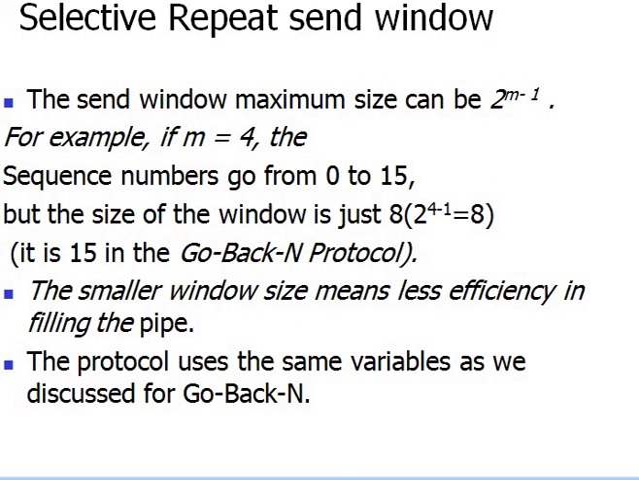Selective Repeat send window. The send window maximum size can be 2 raised to m minus 1. For example, m is equal to 4. Sequence numbers go from 0 to 15, but the size of the window is just 8. Therefore, the formula becomes 2 raised to 4 minus 1, which is equal to 8. It is 15 in the Go-Back-N protocol. The smaller window size means less efficiency in the filling of the pipeline. The protocol uses the same variables as we discussed for Go-Back-N.